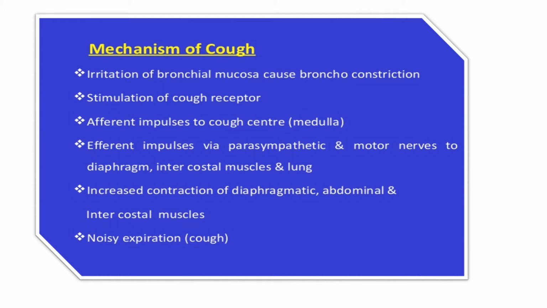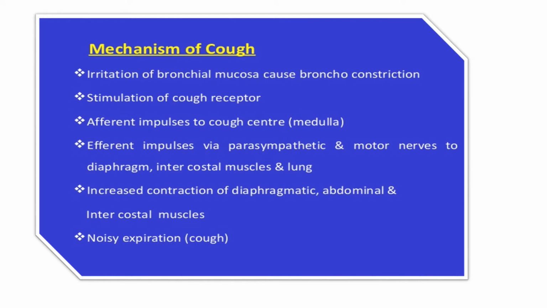The detailed mechanism of action here: if there is any irritation to the bronchial mucosa, it will cause bronchoconstriction of the muscles. This will lead to stimulation of the cough receptor. Then afferent impulses will be sent to the medulla, that is where the cough center is present. From there, efferent impulses in response will go to the peripheral area by the parasympathetic and the motor nerve to the diaphragm, intercostal muscles and lungs. These will cause contraction of the diaphragm, intercostal muscles and the lungs, giving out a noisy respiration, which is otherwise called a cough.